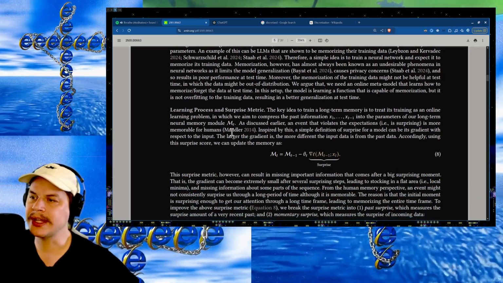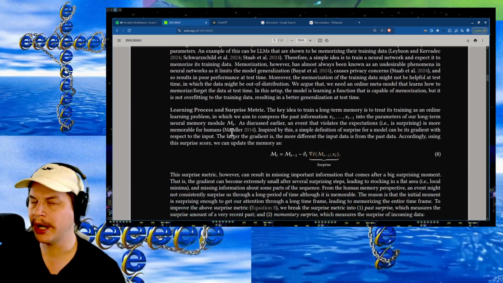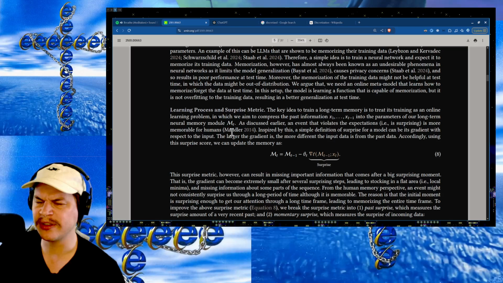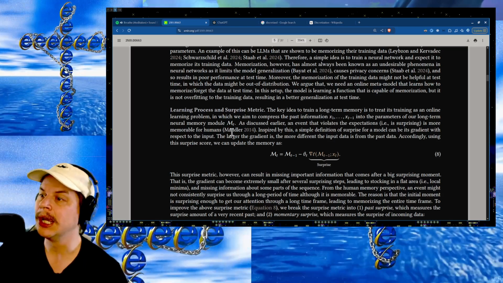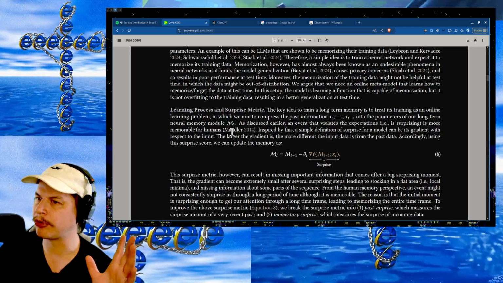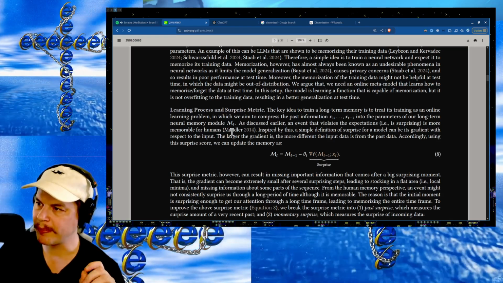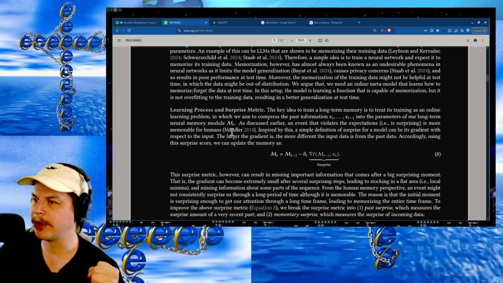Learning process and surprise metric. The surprise metric. We learned about this before. If something is surprising, we're more likely to want to commit it to memory. This is how humans work too. Something wild happens, it sticks in the brain a little bit more than the mundane. Now, the key idea to train a long-term memory is to treat its training as an online learning problem, in which we aim to compress the past information into the parameters of our long-term neural memory module, M_t.